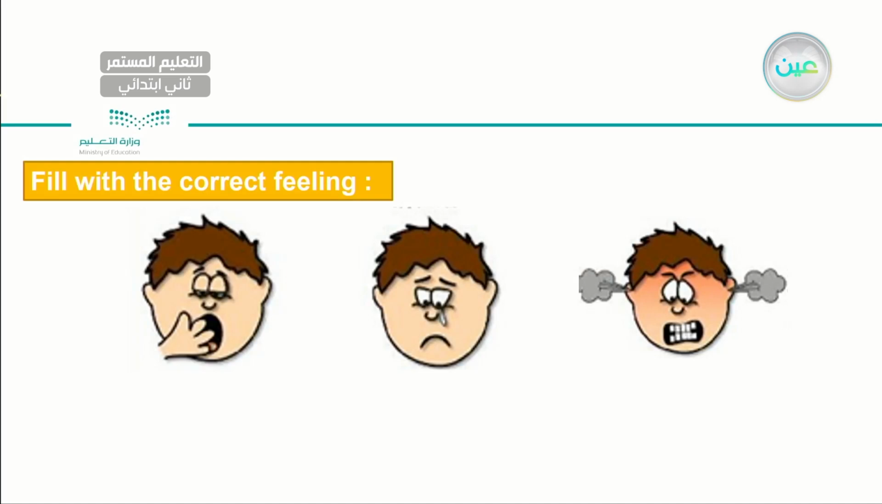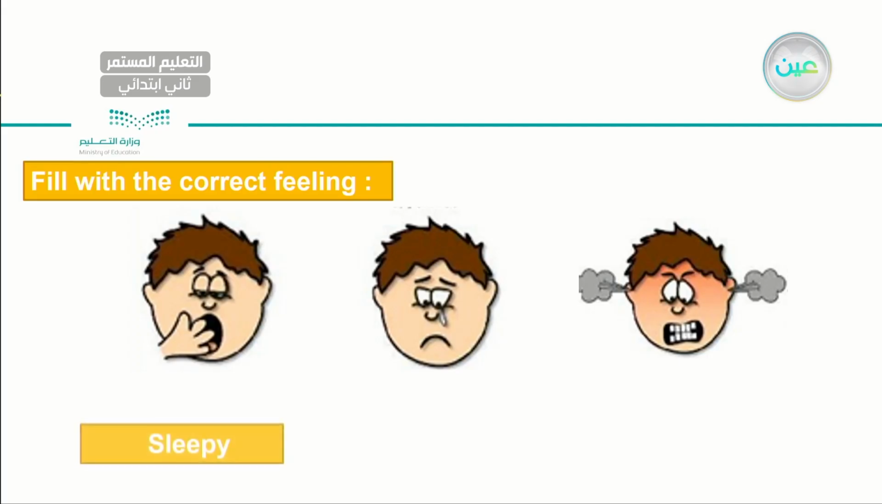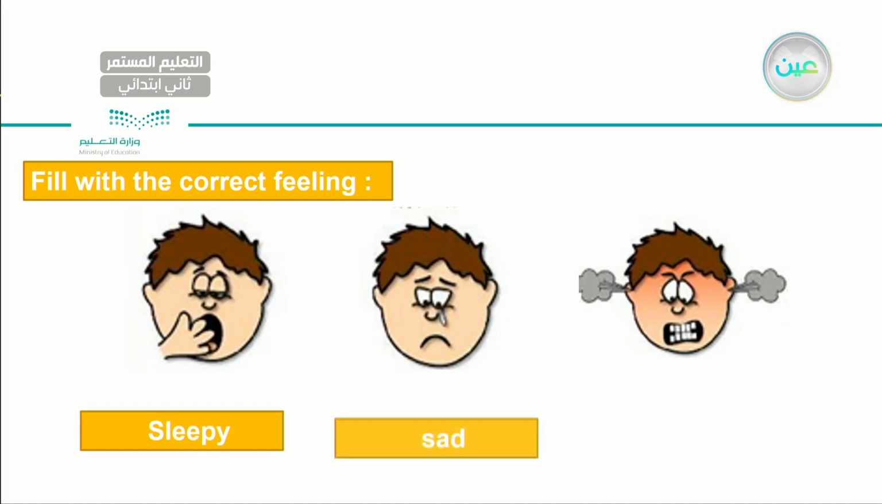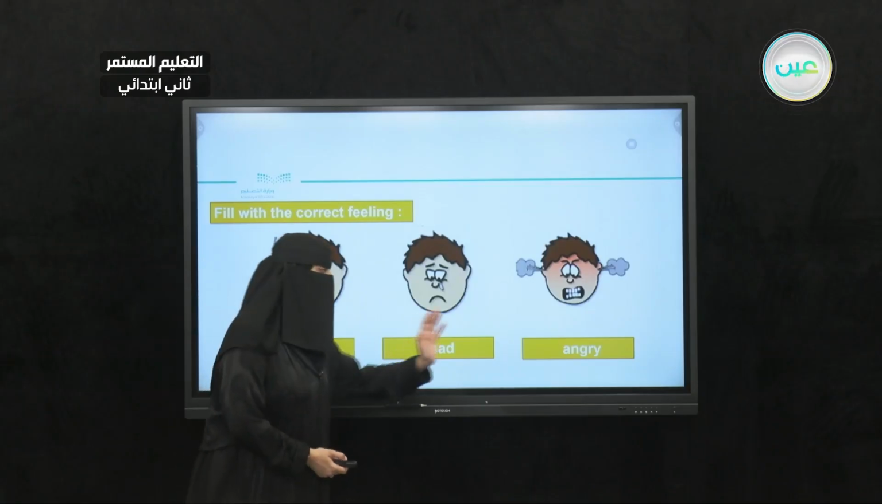Now I have the same boy here who's going through different feelings. Now I need you to write the correct feeling under each picture. For the first one, he is sleepy. Very good. Now for the next one, he is sad. Very good. And the last one, he is angry. Very good. So I have sleepy, sad, angry.